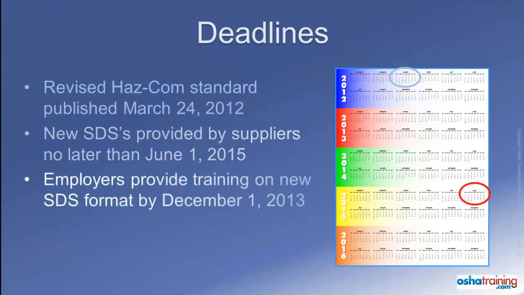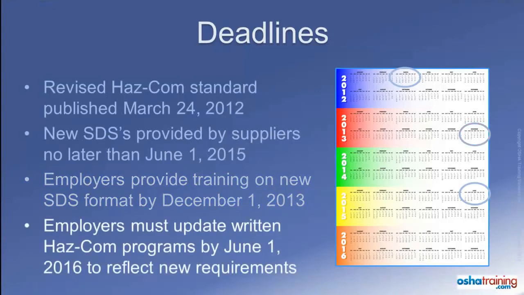Therefore, OSHA requires employers to get a head start and begin training all their workers on how to read and understand the new safety data sheets, and they have until December 1st of 2013 to get that training complete. And on a related note, employers must also update their written hazard communication programs to reflect the changes brought about by the adoption of the GHS system of labeling and hazard classification.